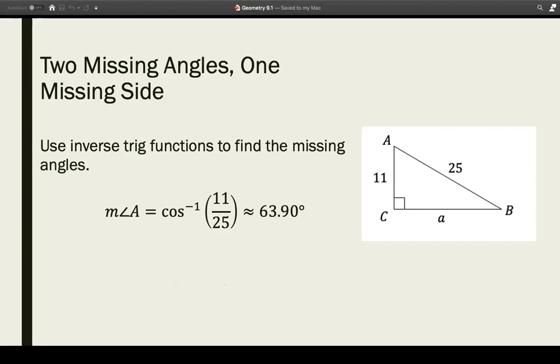For B, we're going to do the same thing. We're going to use 11 and 25, but this time, since 11 is opposite B and 25 is still the hypotenuse, we're going to use inverse sine and get 26.10 degrees. Now, there's actually another way you could get that 26.10. You could do 180 minus 90 minus 63.9, using the fact that those 3 angles have to add up to 180 to get angle B. So in this case, we have solved the triangle because we found the 2 missing angles and then that one missing side, side A, which is 22.45.